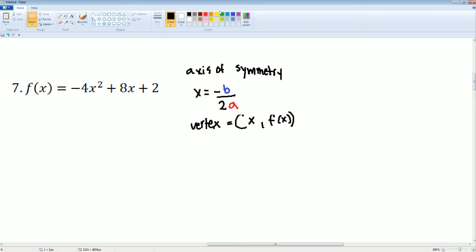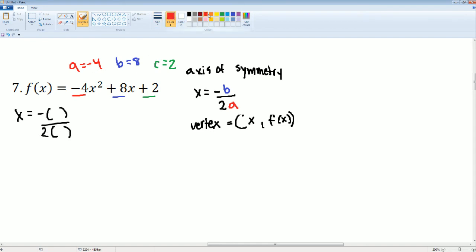Alright, so let's do it. A is equal to what? -4. B is equal to the term in front, so that is 8. And C is going to be equal to 2. Okay, plug it in. x is equal to negative b, parentheses, right? So I don't know what b is. Divide by 2, I don't know what the a is.